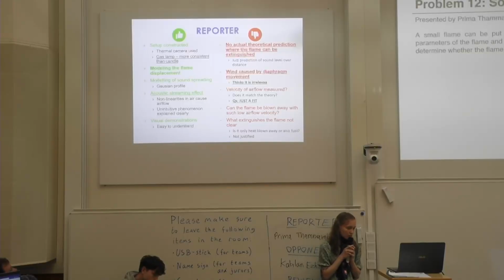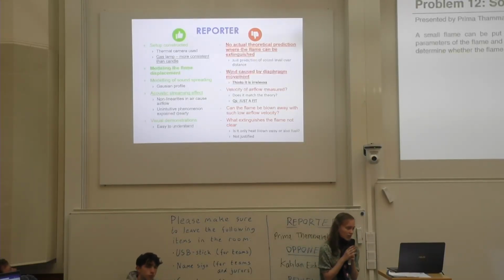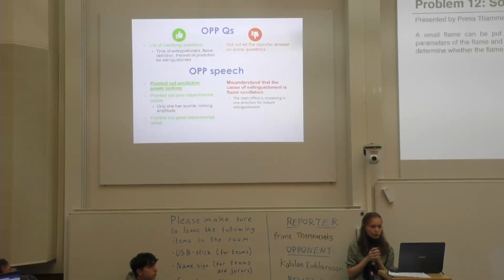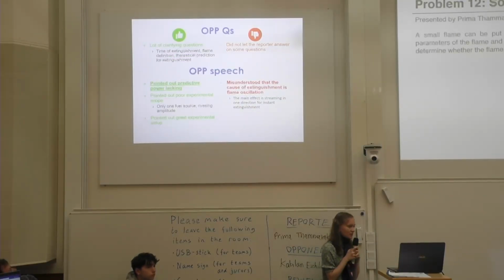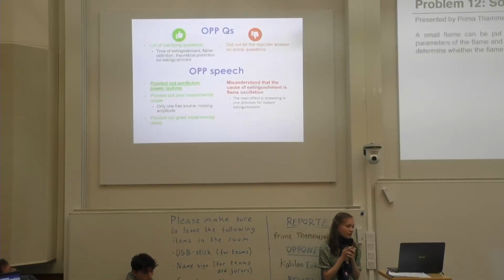And I think it was quite suspicious that the velocity that was measured was really low. 0.2 meters per second is, I think, really small for a flame to actually get extinguished. For the opponent, I really liked that he asked a lot of clarifying questions, such as the time of extinguishment, how the flame was defined, and some theoretical predictions for extinguishment.